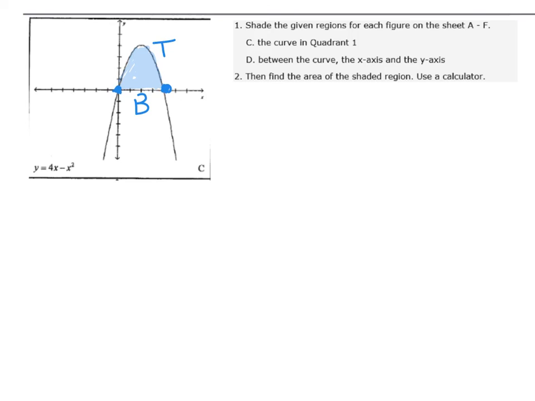If you want to stop the video right now and see if you can set up the integral yourself, I'm going to keep it going. So I'm going to go from 0 to 4. The top is the curve. The curve is 4x minus x squared, minus 0 dx. And that's going to get me, once again, 32/3, because it's the same function, it's just moved over.